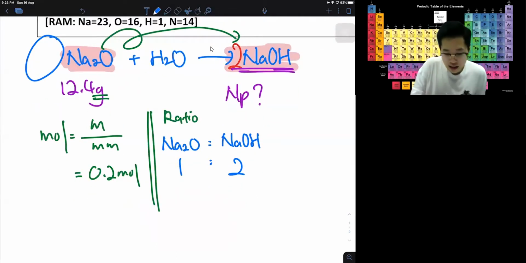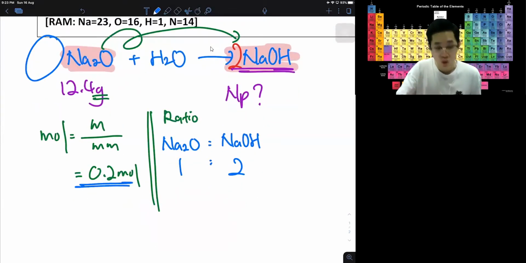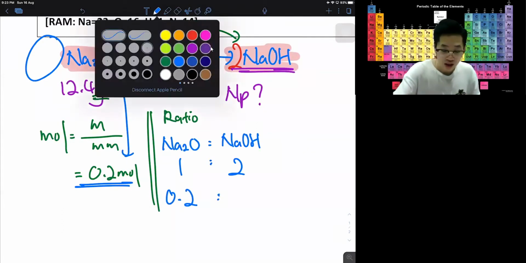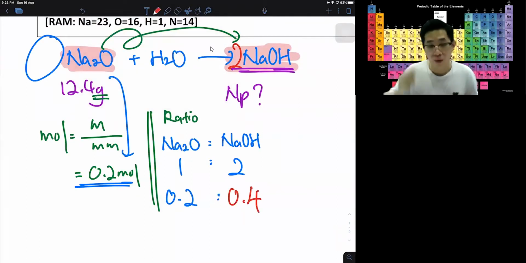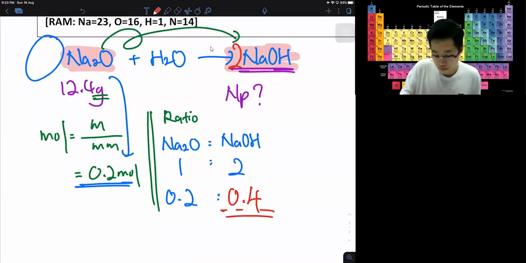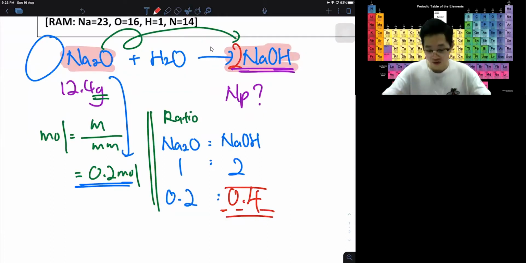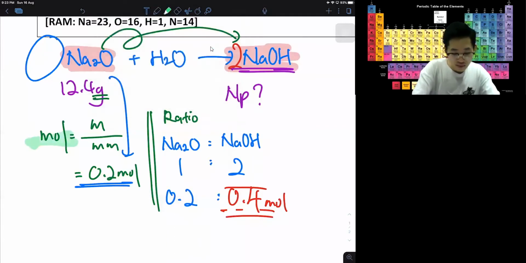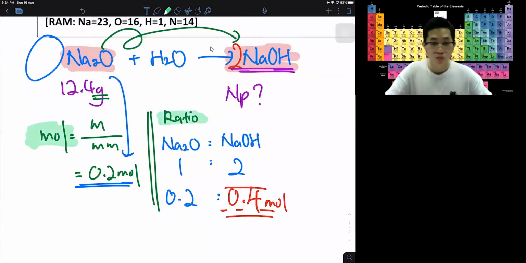See, this is 0.2 mole of Na2O, what you calculated just now. You put it here. And now you want to find NaOH, the product. You use ratio 1 to 2. 0.2 is to 0.4. So this is the mole of NaOH that you have now. So the step that we have done is mole ratio, 2 marks.